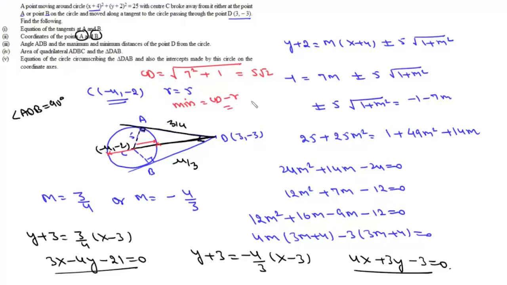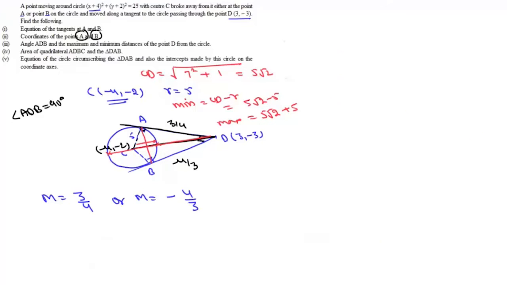So it will be this 5 root 2 minus 5, and this maximum distance will be this CD plus R, which is 5 root 2 plus 5. So this is how we find minimum and maximum distance of a point from a circle. Now it says we need to find area of quadrilateral ADBC and area of this triangle DAB.